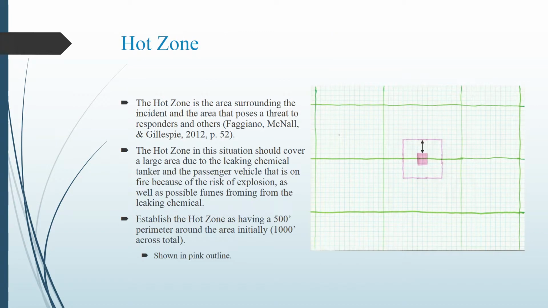The hot zone is the area surrounding the incident and the area that poses a threat to responders and others. The hot zone in this situation should cover a large area due to the leaking chemical tanker and the passenger vehicle that is on fire because of the risk of explosion, as well as possible fumes coming from the leaking chemical. To do so, I established the hot zone as having a 500-foot perimeter around the area initially, so it's 1,000 feet across, and this is shown by the pink outline.